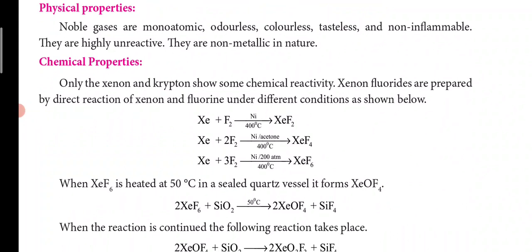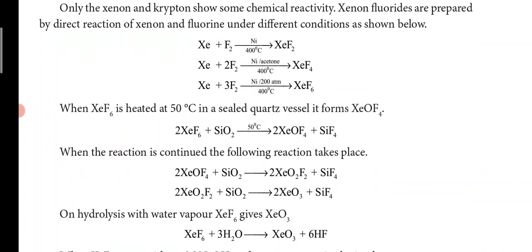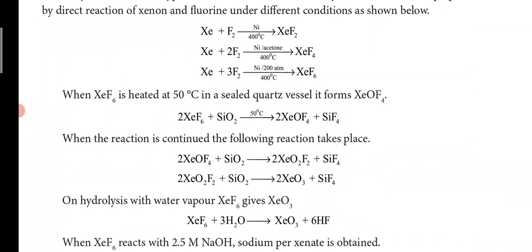Then their chemical properties. Only xenon and krypton show some chemical properties. Xenon fluorides are prepared by direct reaction of xenon and fluorine under different conditions, like in the presence of nickel at 400 degrees Celsius, or nickel at 200 atmosphere and 400 degrees Celsius. You will get xenon difluoride, tetrafluoride and hexafluoride.